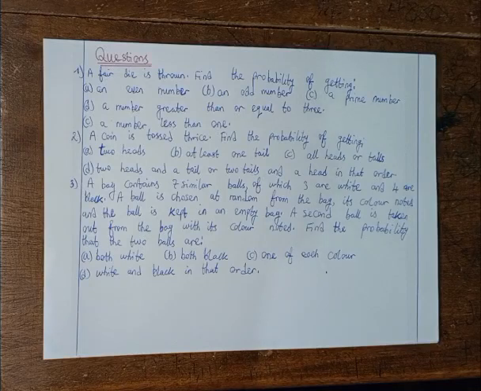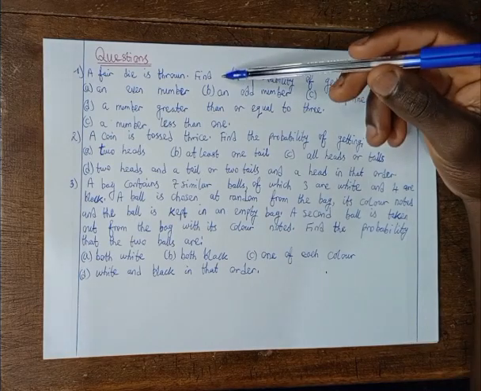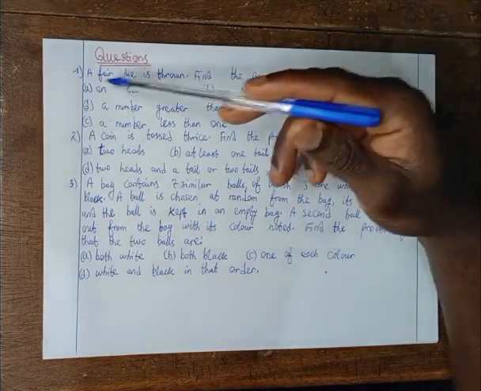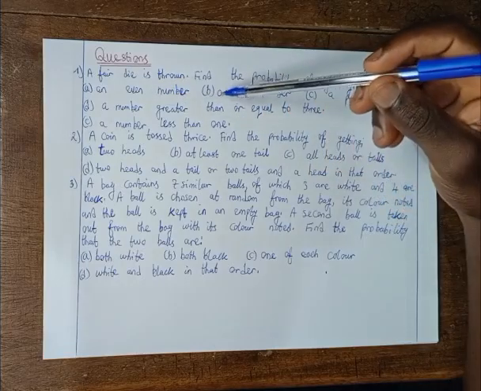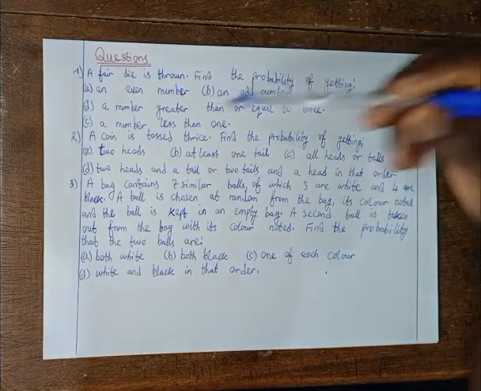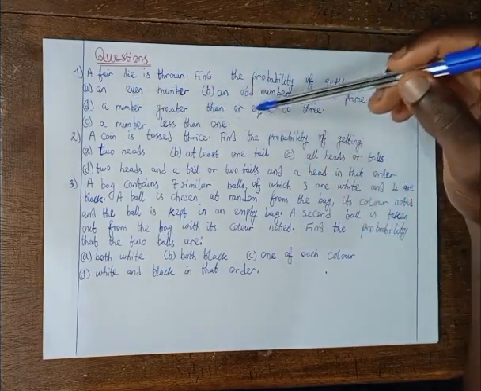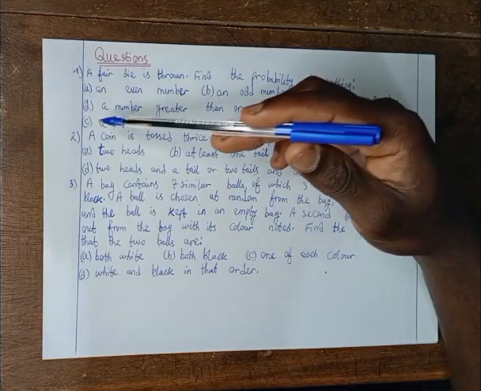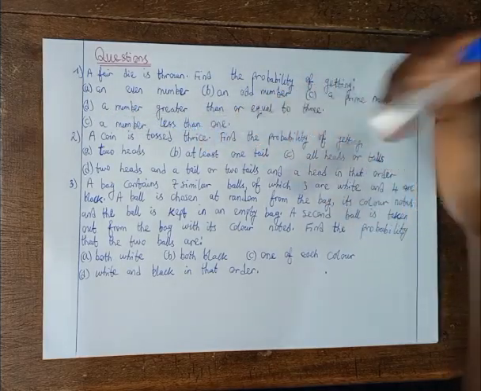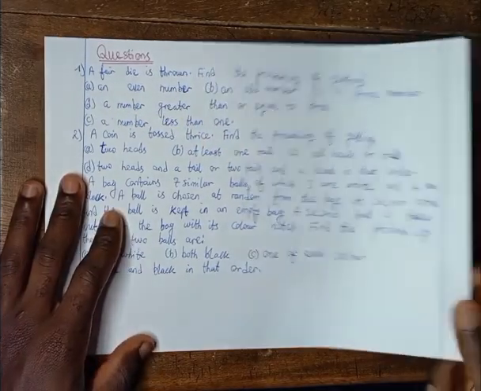with numbers on each of its faces. The numbers are from 1 to 6. The question continues. Find the probability of getting, for A, an even number, B, an odd number, C, a prime number, D, a number greater than or equal to 3, and lastly E, a number less than 1.